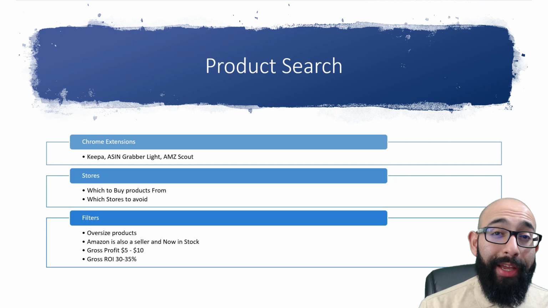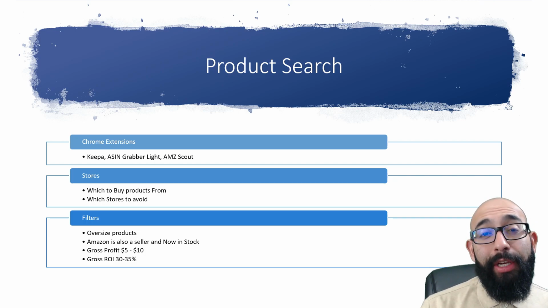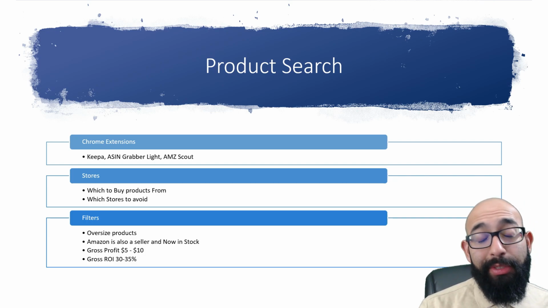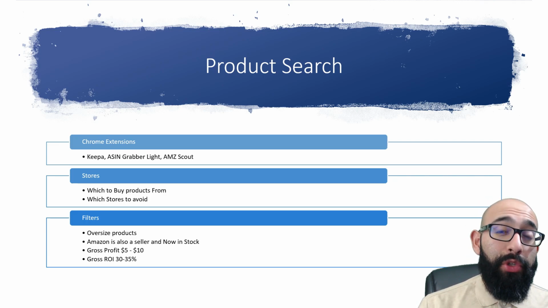If you do find products that Amazon is selling, just don't even bother looking at it. Trust me, it was a costly mistake on my part. Amazon usually has the cheaper price and they usually have everything almost always in stock.